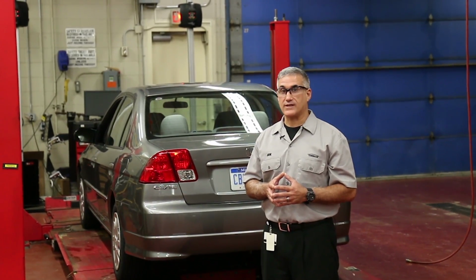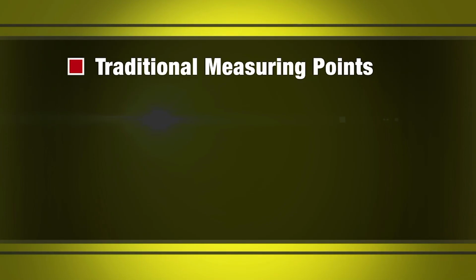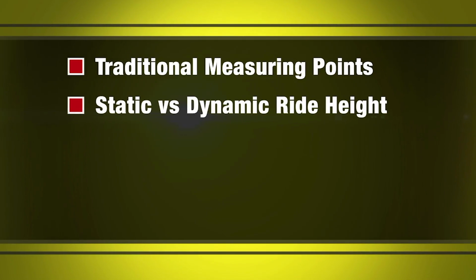In this video, we're going to accomplish four things. We're going to cover the different measuring points traditionally used, and we'll also cover a quick reference check for vehicles where the ride height specs are just not available. Next, we'll discuss the differences between static and dynamic ride height and how to apply this knowledge during the inspection process. We'll also cover common mistakes made when diagnosing ride height concerns.